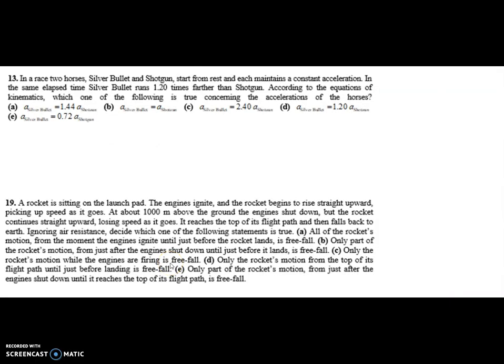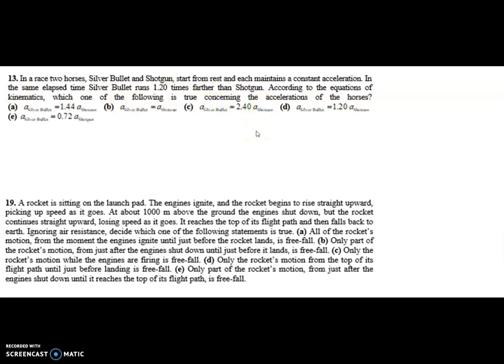Let's see if we can apply the same idea to one of our homework problems. Focus on concepts number 13 out of Cutnell and Johnson. So here we have the two racehorses. They start from rest because, of course, if they weren't, it wouldn't be a very fair race. And they have a constant acceleration, but it says that in the same elapsed time, Silver Bullet runs 1.2 times farther than Shotgun. We want to know what their ratio of accelerations is, what the relationship is.